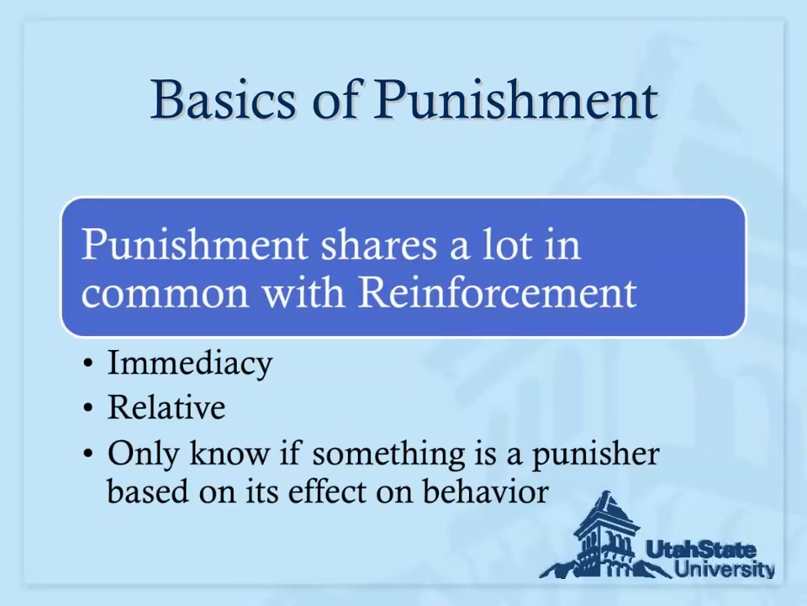Punishment has a lot in common with reinforcement, at least on a conceptual level. For example, the more immediate a punisher is delivered, the more effective it is. If you're trying to punish a behavior a week after the behavior has occurred, you likely won't get very good results. Additionally, punishers are also specific to each individual, and we only know if something is a punisher based on its effect on behavior. That effect is that if it reduces problem behavior in the future, it is a punisher.